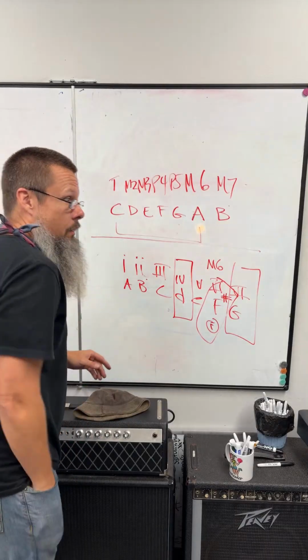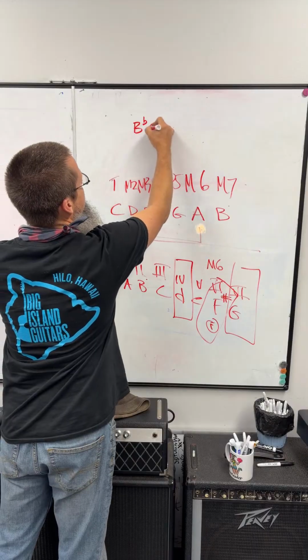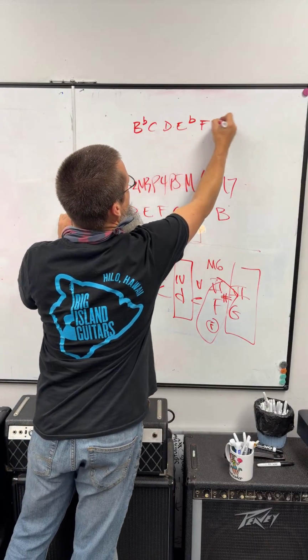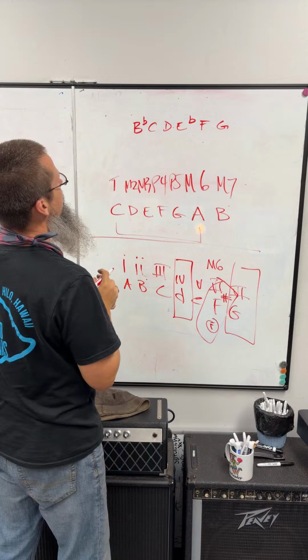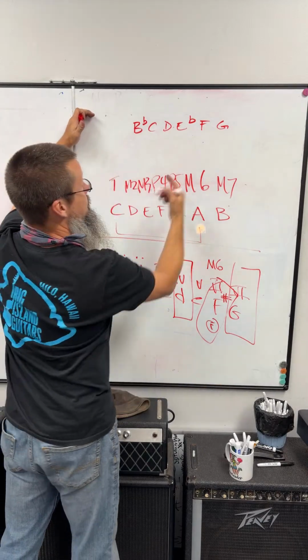You're then in the key. So if I said, hey, we're in the key of B flat. B flat, C, D, E flat, F, G, right? Yeah, that's B flat. My brain's not working now. What is the major 2nd in this key?